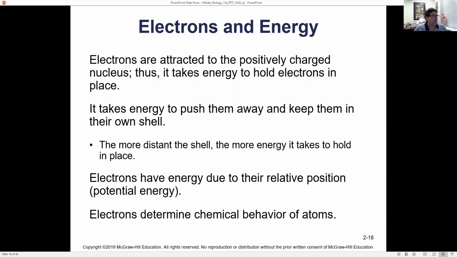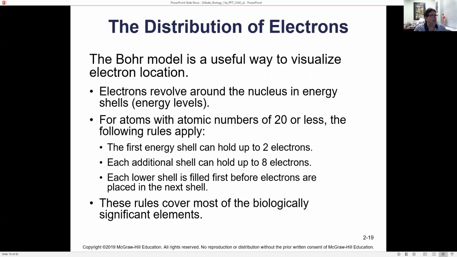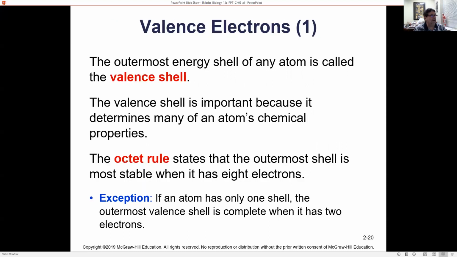So electrons determine the chemical behavior of an atom. That's a good PowerPoint there. Bohr's model is talking about the electrons, right? And that first shell can hold 2, the second shell can hold 8. And if we can get a full outside shell, meaning 2 in the first shell or 8 in any sequential shell out, then everybody's happy.